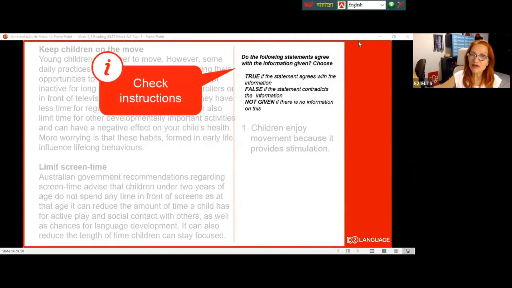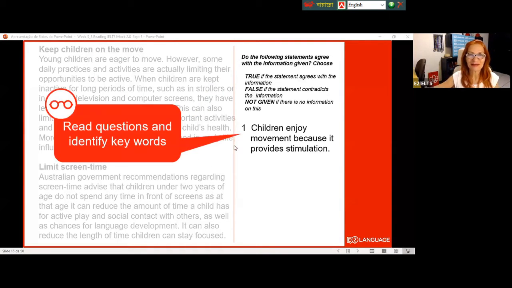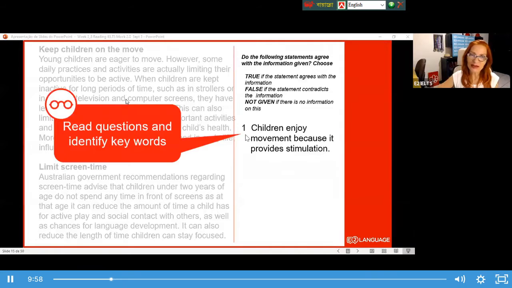So let's start by checking the instructions. So you have true, false, and not given. You need to read the whole passage. Probably you will read the whole passage to answer all of the questions because you have 4 or 5 questions. And the questions usually they are the answers in different parts of the text. Okay? So let's take a look.